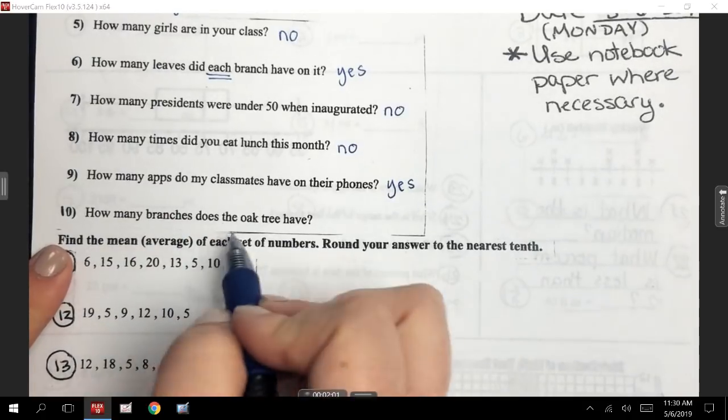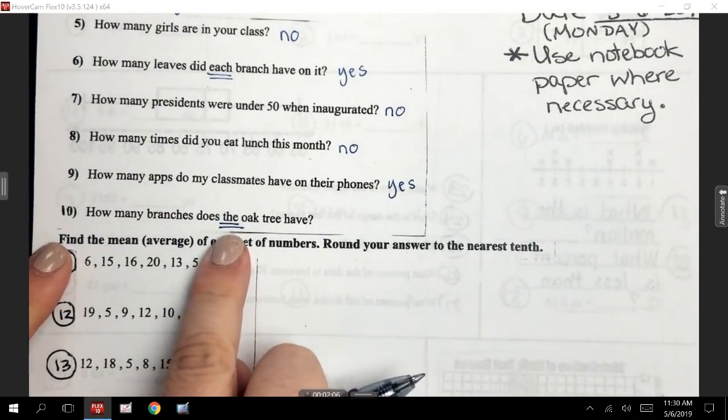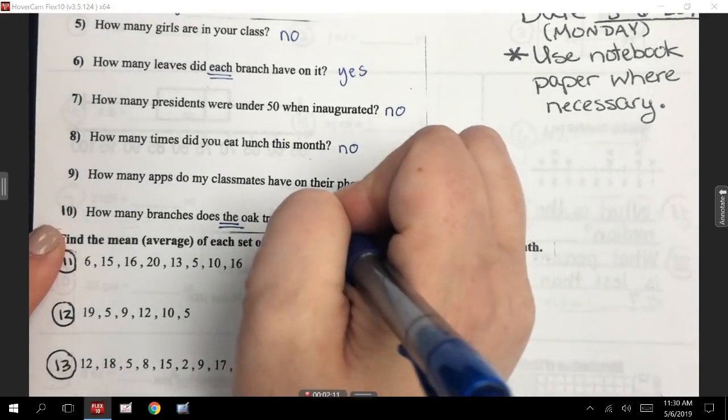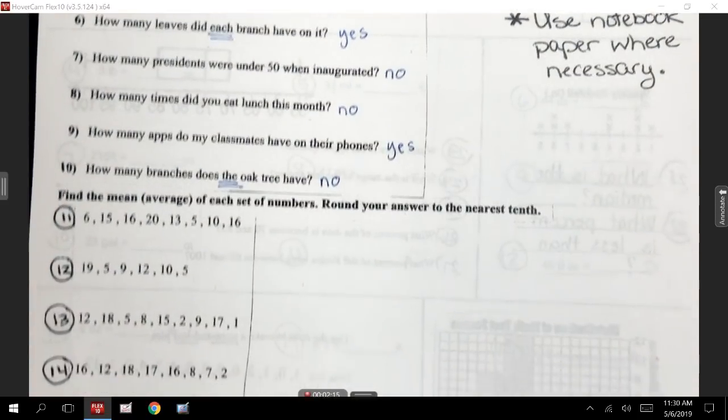And then how many branches does the oak tree have? This is asking about one tree. So that's going to be one answer. So that is no, not statistical because it's one answer.